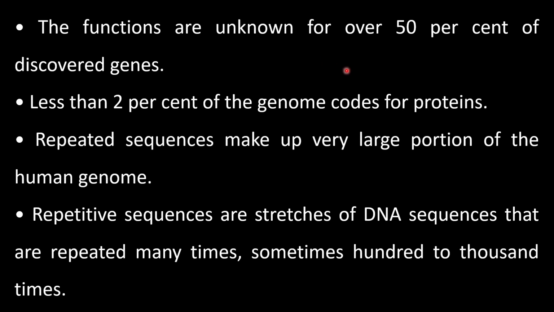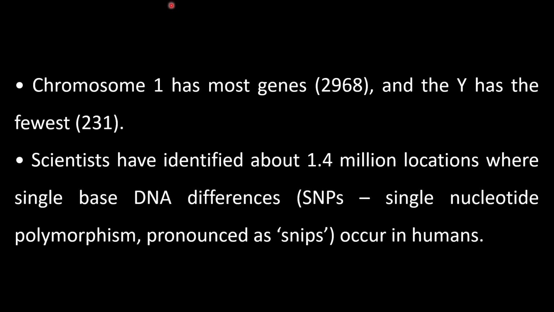Next, the functions are unknown for over 50% of the discovered genes. Less than 2% of the genome codes for protein. Repeated sequences make up a very large portion of the human genome. Repetitive sequences are stretches of DNA sequences that are repeated many times, sometimes 100 to 1000 times. Next feature is chromosome 1 has the most genes, that is 2968, and the Y chromosome has the fewest genes, that is 231.